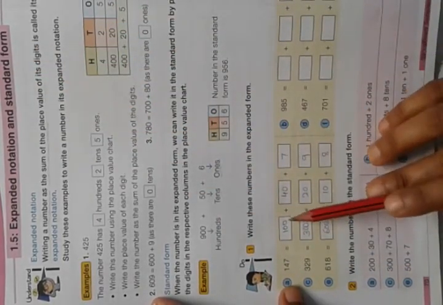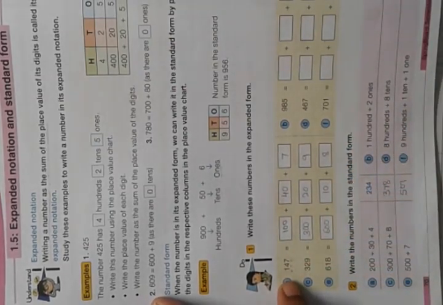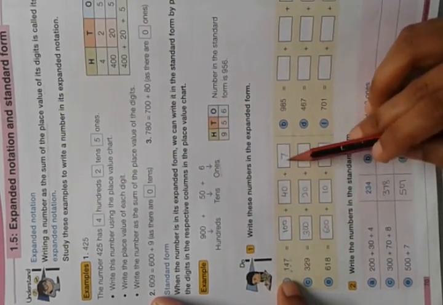Okay. So see here, write these numbers in expanded form. They have given it in standard form, and we have to write it in the form of expanded notation. For example, 147: 1 lies in the hundreds place, so its place value will be 100. 4's place value will be 40. 7's place value will be 7. 100 plus 40 plus 7, it is the expanded form.